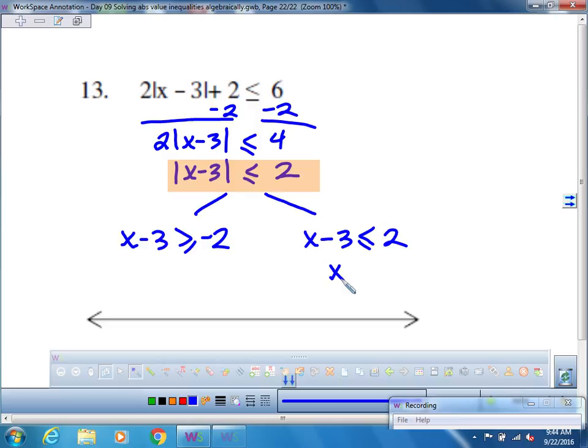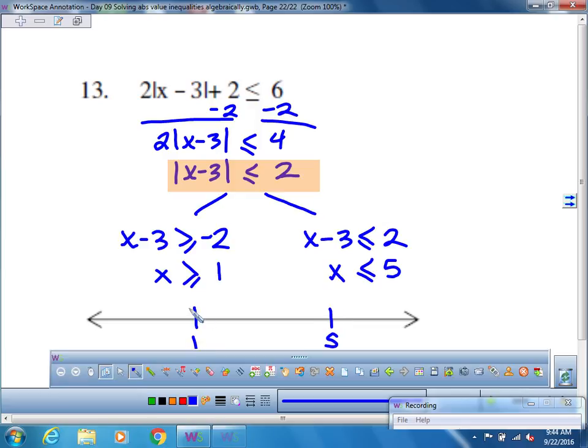Just like we did algebraically with the equal ones, right? It's the same thing. The only thing that we're changing is we've got an inequality sign that we've got to change. So add 3 to both sides, and I get 5. Look, time flies when you're having fun in math class, right? Add 3 to both sides on this side, and it's positive 1. So this is 5, and this is 1. X is greater than or equal to 1, and x is less than or equal to 5. So it could be any of the numbers in between there. And we're done.